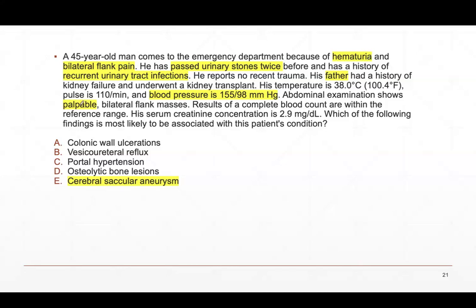The top clue here is the palpable bilateral flank masses. It's very rare for you to have palpable kidneys in a middle-aged person unless they have PKD, right? And the high blood pressure is also a clue here. Do you guys know why PKD patients have high blood pressure? Because of the RAS system, right? The renin-angiotensin system is activated, so they get high blood pressure.